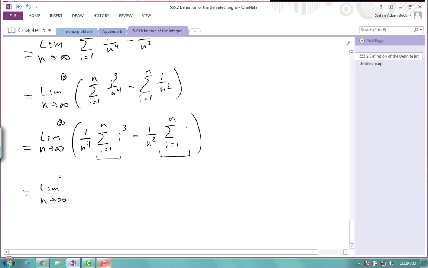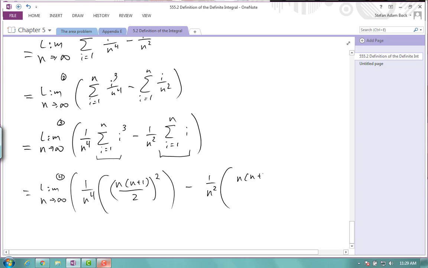So 4, I'm going to replace those summations with the formulas, so I'll have 1 over n to the 4th there. The sum from 1 to n of i cubed gets replaced with (n times (n plus 1) over 2) quantity squared, minus 1 over n squared times the sum from 1 to n of i, which gets replaced with n times (n plus 1) all over 2.